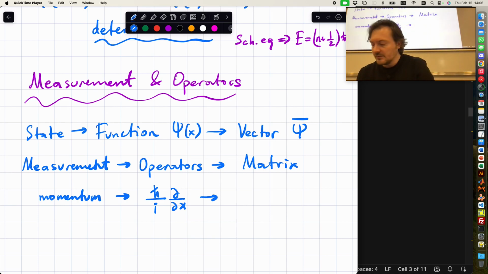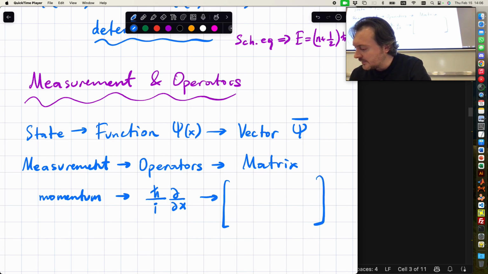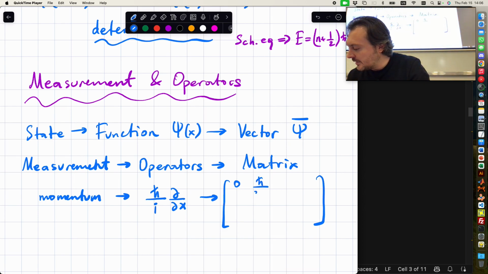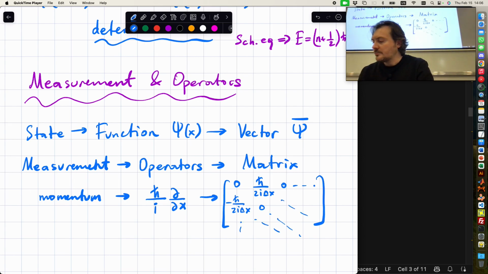So this derivative does really correspond to a matrix. If you are using a 3-point stencil, it looks like this: h bar over 2i delta x, then zeros here, minus h bar over 2i delta x, zeros here, and it goes on like that. So you see, this course is not unrelated chapters. It's quite related with the previous one, right? Operators correspond to matrices. Yes?